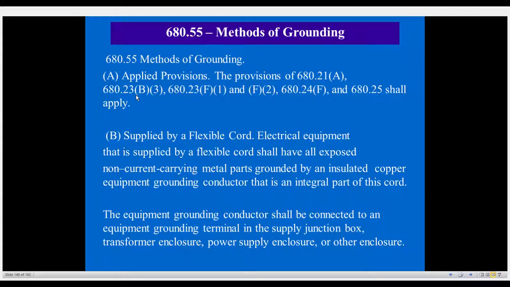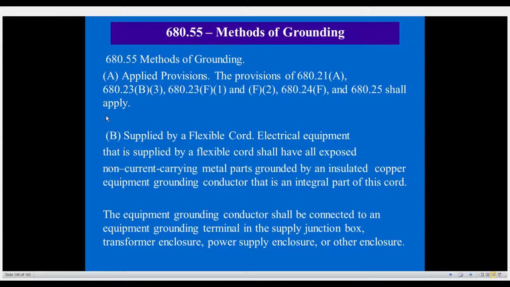680.23(B)(3), we're dealing with luminaires, and so all of this, junction boxes, and again we're dealing also with the feeders that apply here. So all these methods apply here when they're dealing with the grounding, and they all have their own components that require the grounding aspect of it, equipment grounding conductors and whatnot.